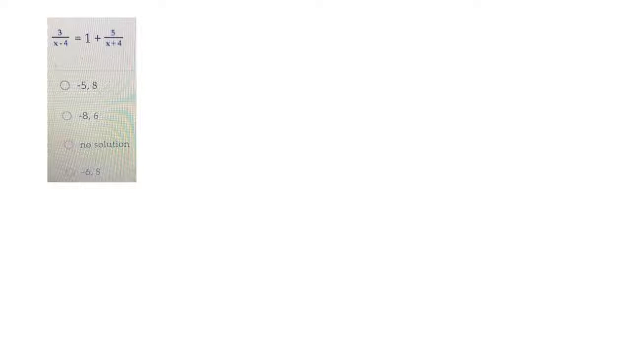Here's a nice question that you're asked to solve. It has denominators in it, and it's an equation, so I can use the I hate fraction rule. So I'm just going to rewrite it again here. So 3 over x minus 4 equals 1 over 1 plus 5 over x plus 4.